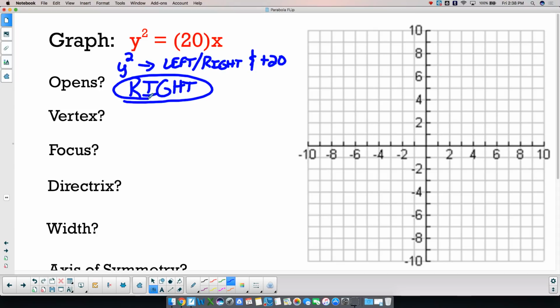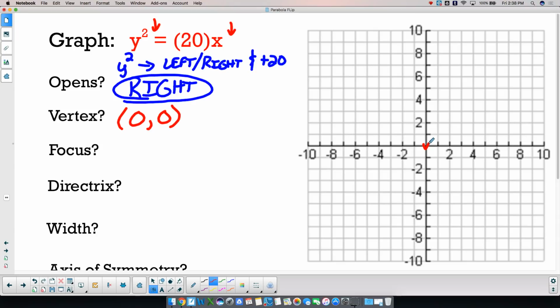Okay? For my vertex, I'm going to look at the numbers that come added or subtracted after the variables. There's none there, so my vertex is going to be at the origin. So for me, I then go put a V right on my graph where that is. Now for you, you might not have graph paper with you right now, but what you can do is you can just make a sketch in your notes with all of this stuff.